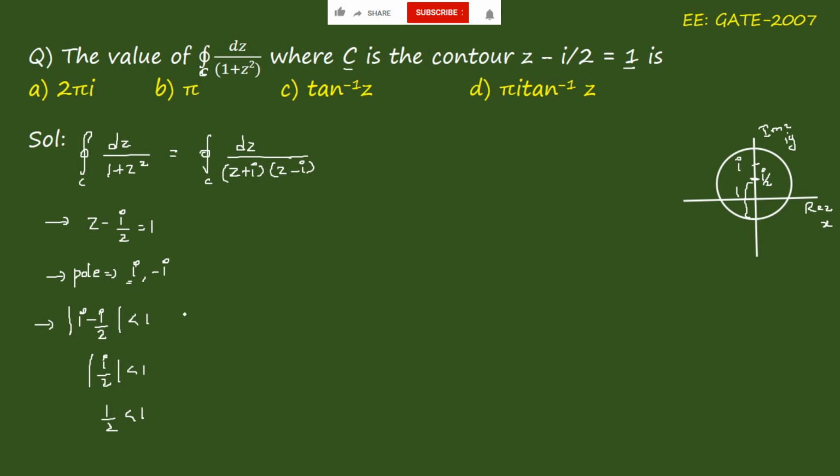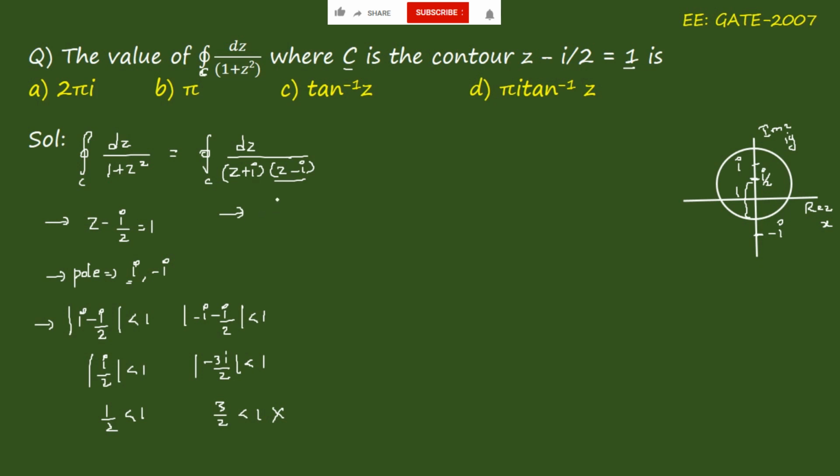Now coming to minus i. So mod of (minus i minus i by 2) should be less than 1. So we get minus 3i by 2, which is 3 by 2, less than 1, not satisfied. So we can say that minus i is outside the circle. So we have to find only for z minus i, right? For this one you have to use the Cauchy integral formula.